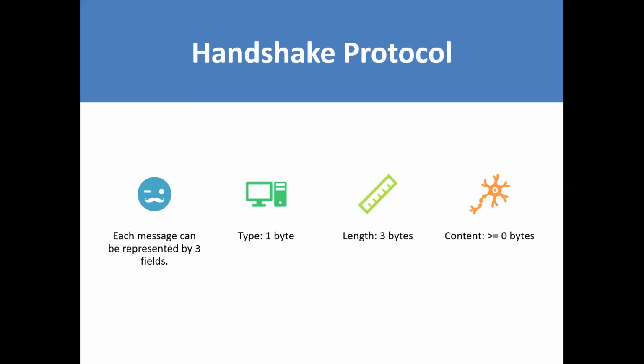Okay, handshake protocol. The handshake protocol is used for establishing the connection between client and the server. Now, for sending the messages, that message comprises of how many fields? Three fields. First one is type, which occupies 1 byte, and length, which is 3 bytes. Content is greater than or equal to 0 bytes. What I said? Type is 1 byte, so it is going to take one out of the 10 messages.